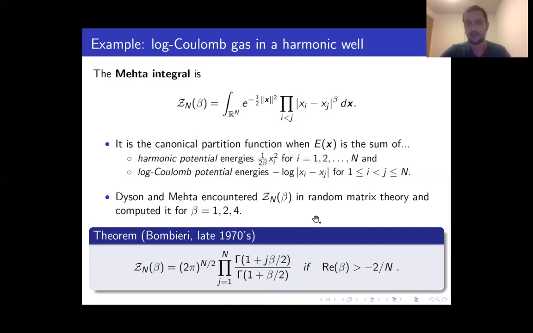Fortunately, about 10 or 15 years later, Bombieri turned this conjecture into a theorem and showed that it's actually true for all the beta that they wanted. So this also contributes something to the physical perspective, because now, in particular for beta greater than 0, real beta that is, you can actually compute expectation against the probability density we mentioned on the previous slide. What we're going to do today is establish an analog for this formula when the field R is replaced by the p-adic field.